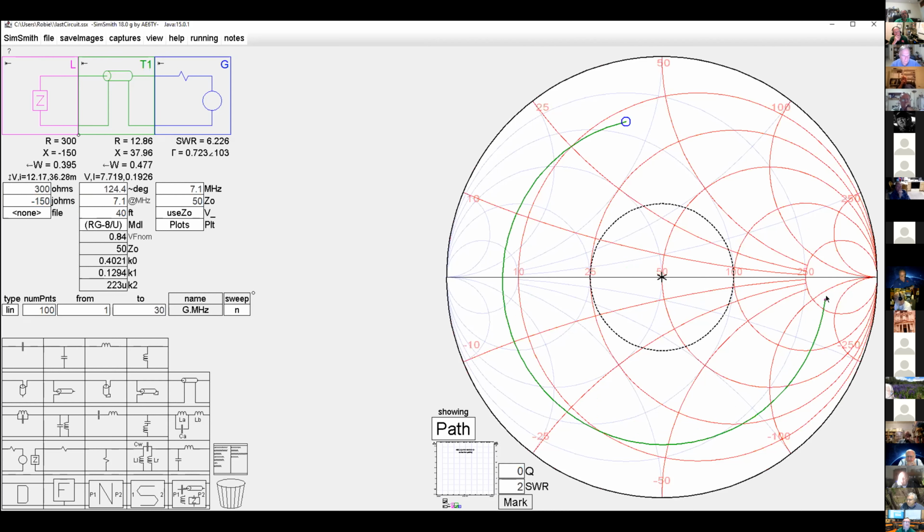So it's capacitively reactive and it's 300 ohms. Here's my RG8 that I've used. I have 40 feet of it. And then at the end, the transmitter is seeing this point. I didn't show this before, but this is called the splat. When you put it on the chart, it tells you whatever values are at that point. So here is my SWR of 6.226. Over here it replicates this number, 6.226. Shows me my reflection coefficient. Shows me my impedance is 12.9 ohms at j38, roughly, right? 12.86 versus 37.96. That's pretty close. Okay, so this is a pretty low R value.